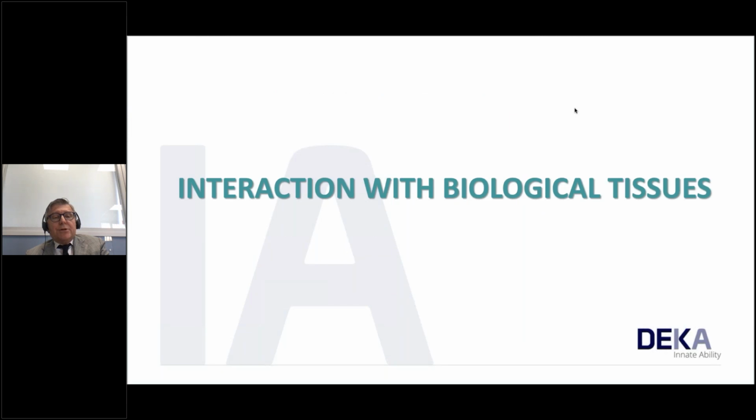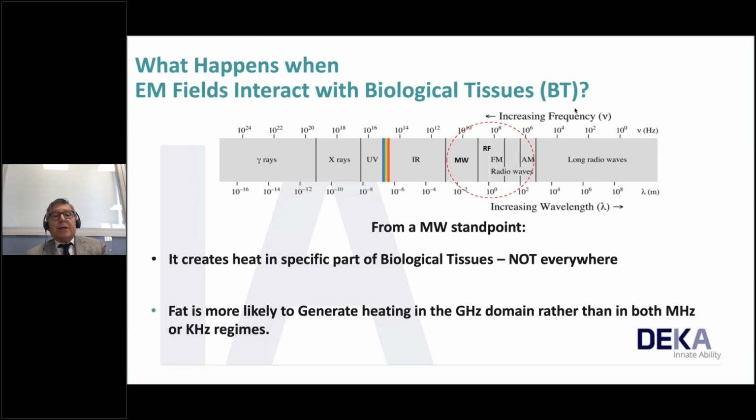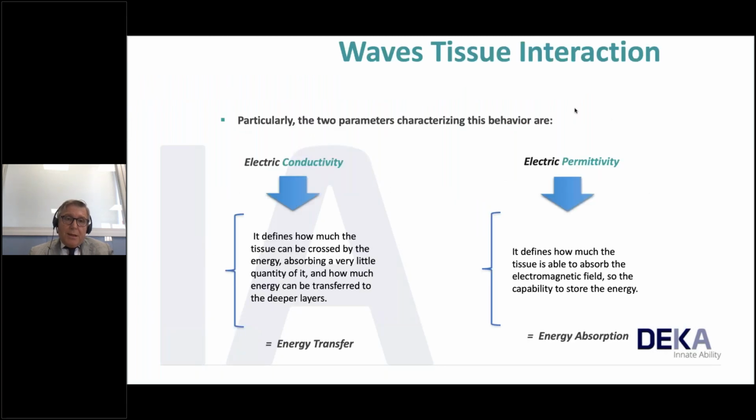Let's have a look at this interaction with the biological tissues. You see that this kind of energy creates heat in a specific part of biological tissues, not everywhere. Fat is more likely to generate heating in the gigahertz domain rather than in the megahertz or kilohertz regimen. Two important parameters are important in the tissue interaction: electric conductivity and permittivity. The first refers to the energy transfer, and the second to the energy absorption.